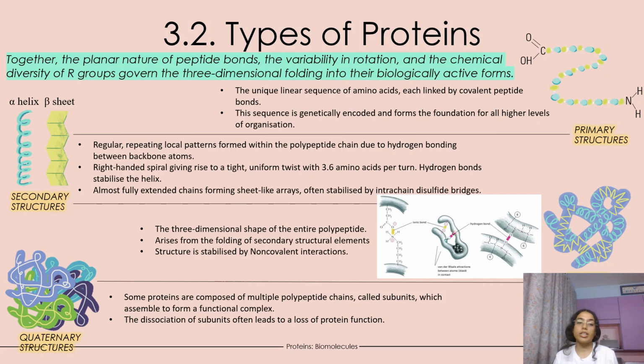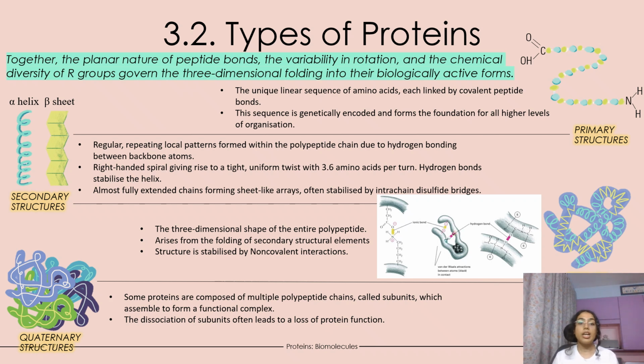Types of proteins. Together, the planar nature of peptide bonds, the variability in rotation, and the chemical diversity of R groups govern the three-dimensional folding into their biologically active forms. There are four structures of proteins. Primary structure. The unique linear sequence of amino acids, each linked by covalent peptide bonds. This sequence is genetically encoded and forms the foundation for all higher levels of organization. The chemical identity and order of amino acids directly influence the folding and biological function of the final protein.